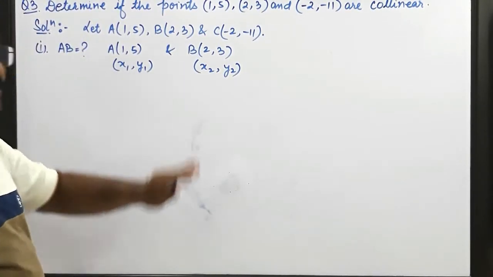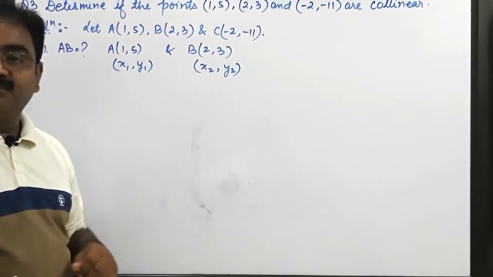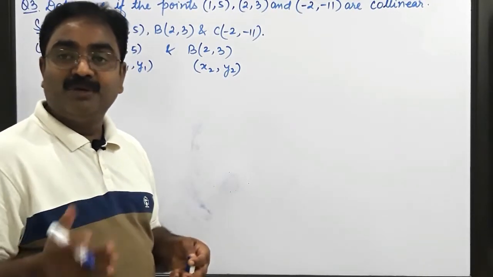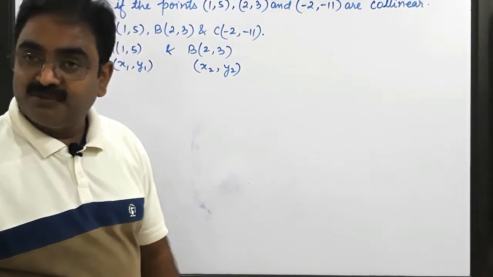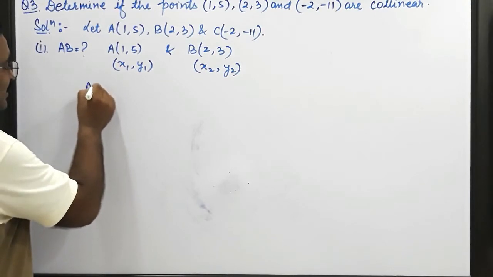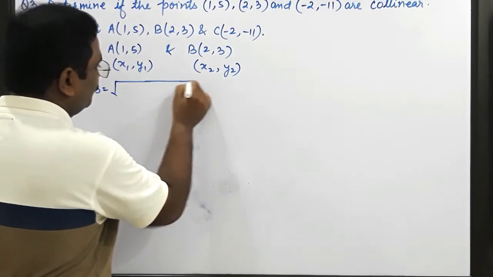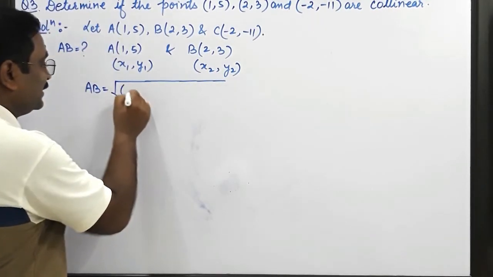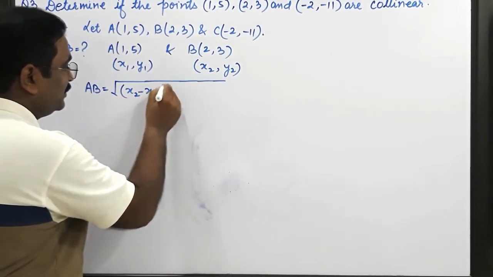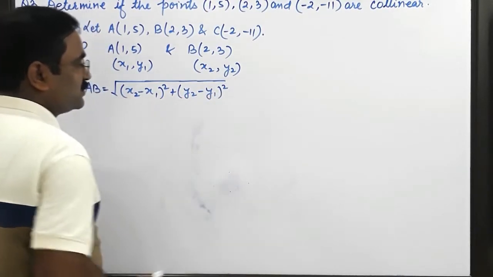Why we have taken these? Because after taking this x1, y1 and x2, y2, we can find the distance between these 2 points. We can, because we have the formula in terms of x1, y1 and x2, y2, right? So the distance between AB equals under root, the same distance formula we have to use, x2 minus x1 whole square plus y2 minus y1 whole square.